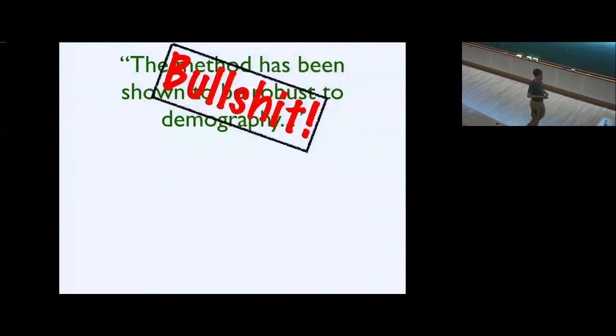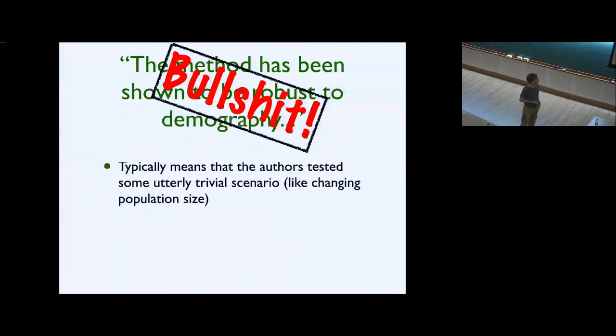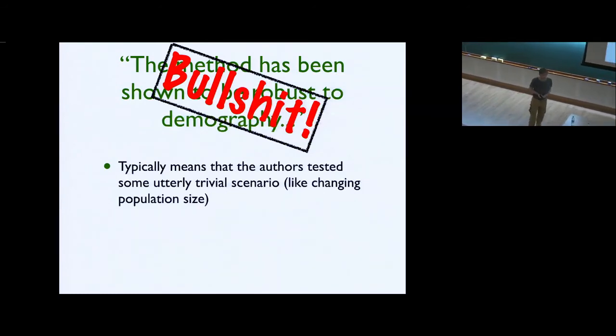And, you know, no, right? Never believe this. I mean, it depends. It's between you and your God, I guess, right? You can get things published this way, right? But, you know, no, it's not calibrated. Typically what it means is that the author tested some trivial scenarios and, yeah, whatever, your statistics seem to be robust to that, but is it actually robust to reality, right?